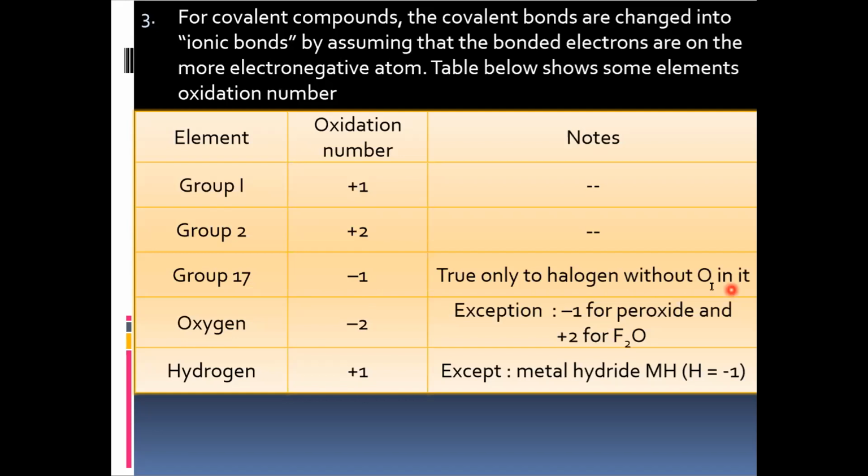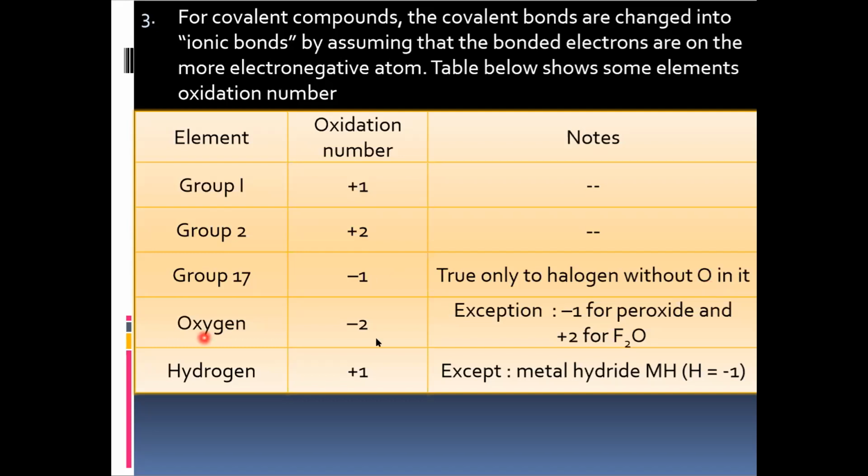So whenever we have a halogen that has an oxygen, for example, if you're having a reaction between fluorine and oxygen, the charge of the halogen will no longer be -1. Is that okay? If you have a reaction between chlorine and oxygen, the charge of the halogen will no longer be -1. So you need to take note of that exception.